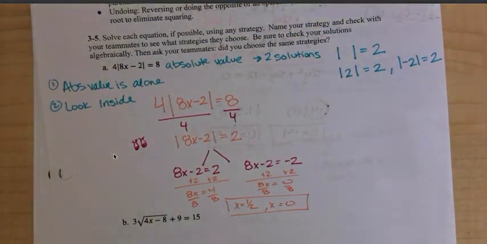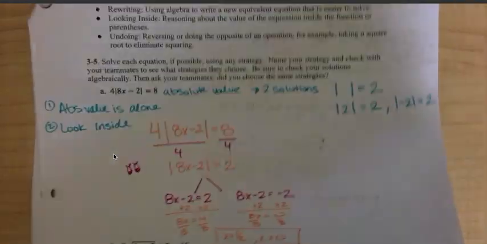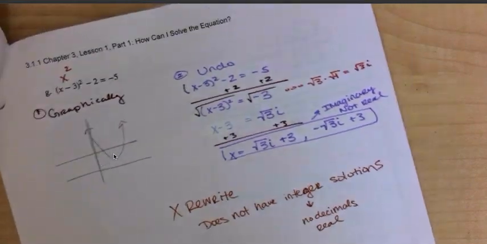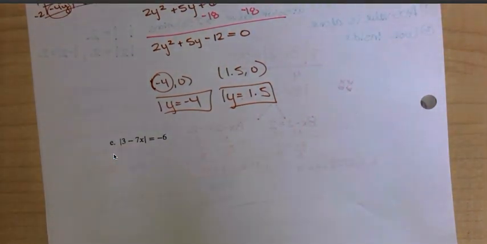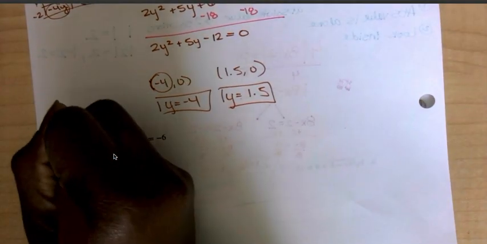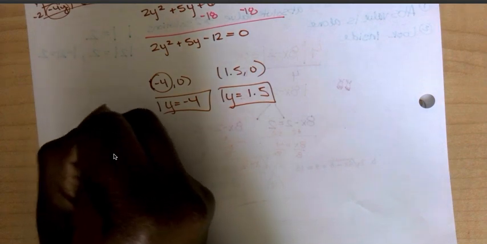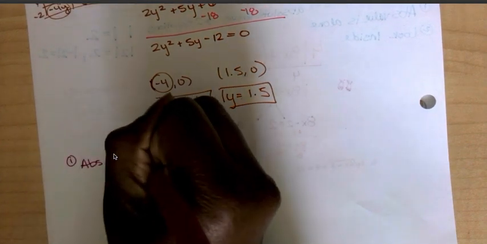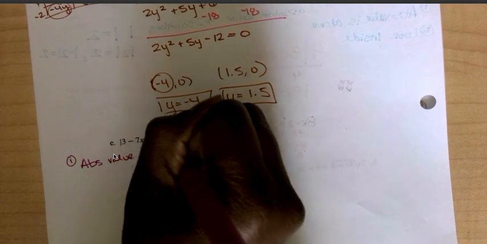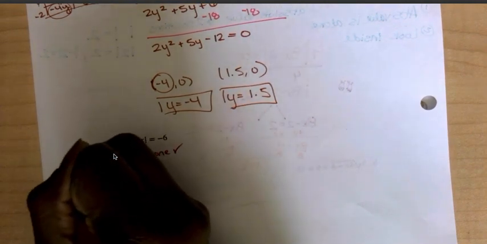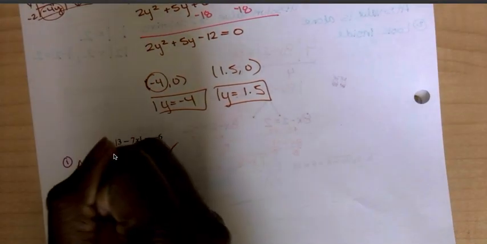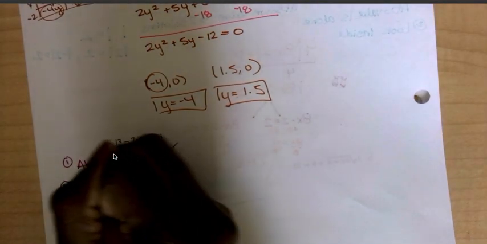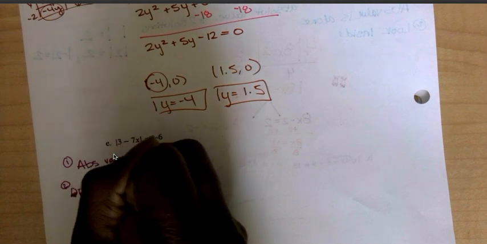Let's do another absolute value. So the last absolute value I have is here. And hopefully by looking inside, it will give us something. The good news is that absolute value is alone. So that means we're good. But next, for step 2, I want to look inside.